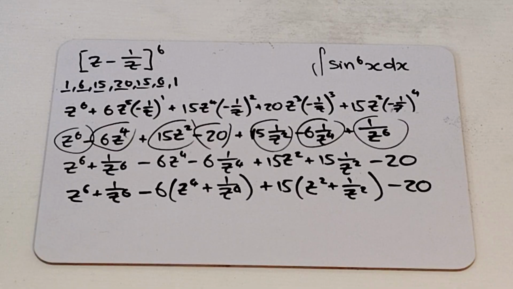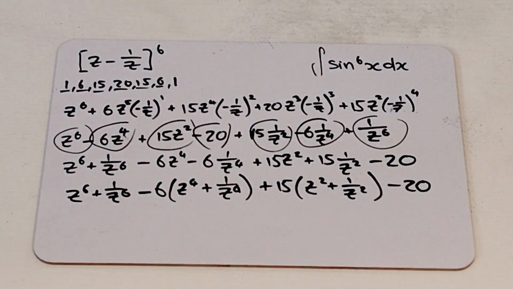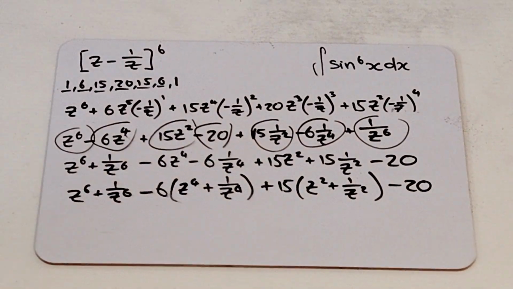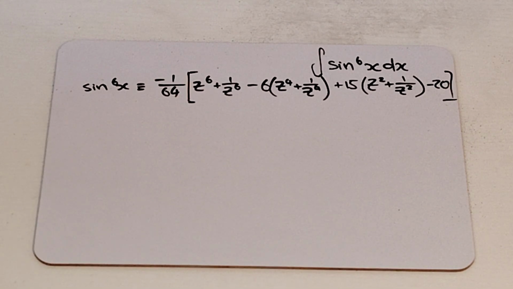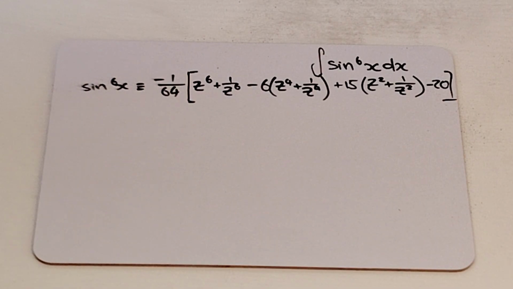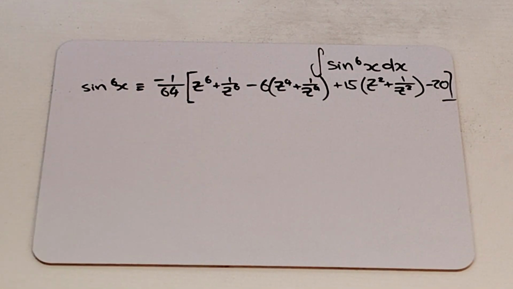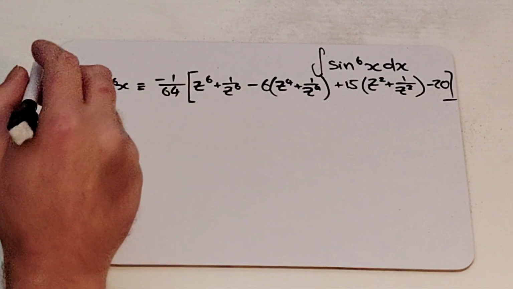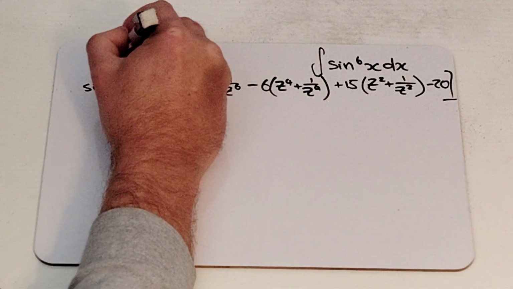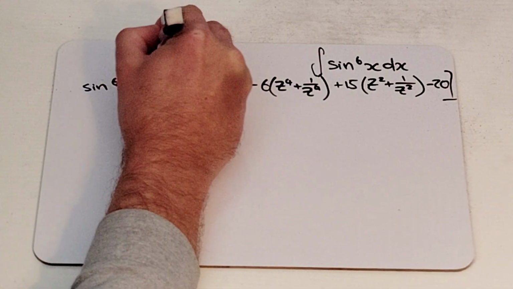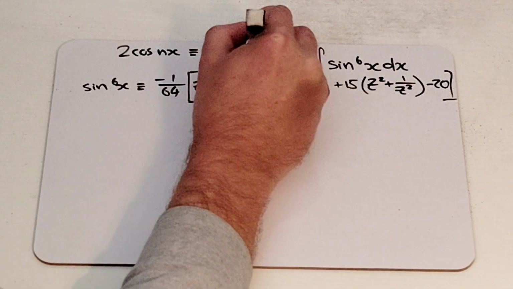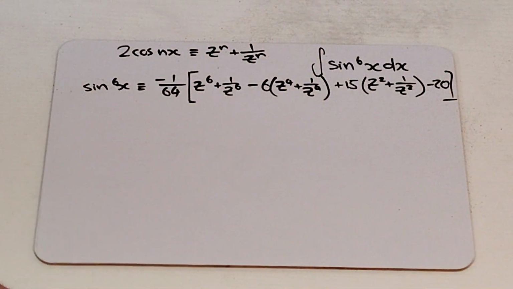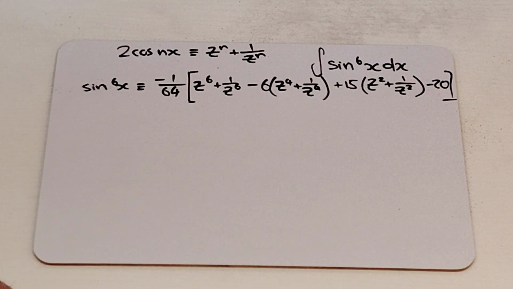Okay, so I'm going to move on to my second board and continue with my integration. Just a quick reminder where we're at. We've rewritten sine to the power of 6x as equivalent to negative 1 over 64 multiplied by everything on the right hand side from De Moivre's theorem. It looks a bit messy at the moment, but we're going to use another one of De Moivre's identities. I'm going to use the fact that 2 cos nx is equivalent to z to the n plus 1 over z to the n. And you can probably see that we have lots of repetitions of that inside the square brackets.